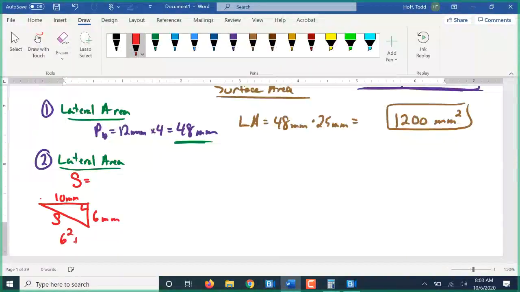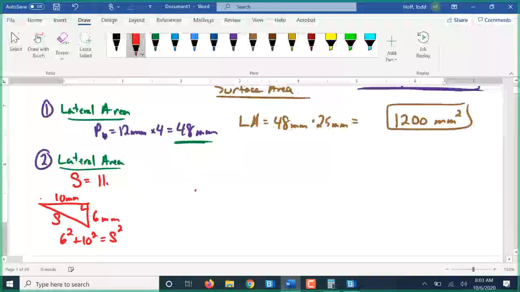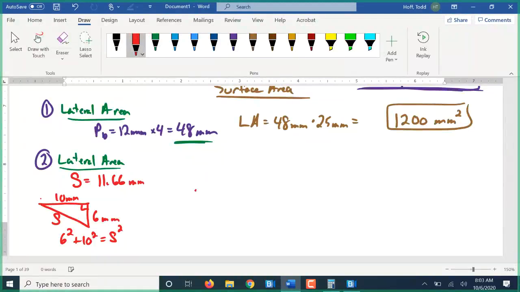So 6 squared plus 10 squared equals S squared. So I'm just going to do 6 squared plus 10 squared, which should give us 136. We square root, that's 11.66 millimeters. Is that slant height?